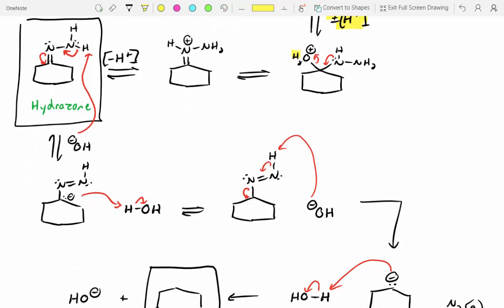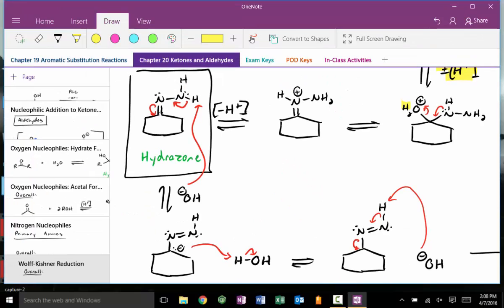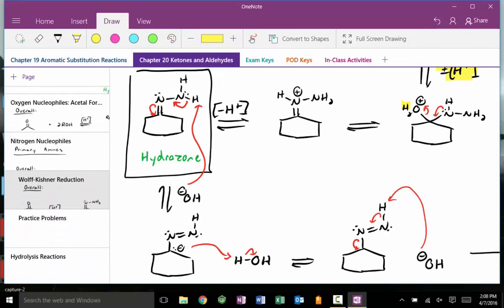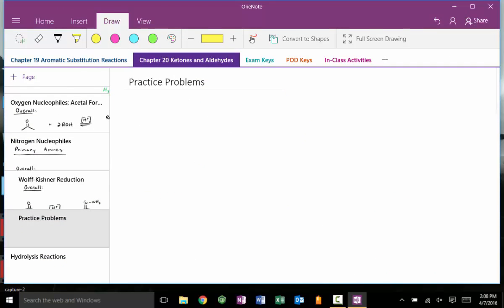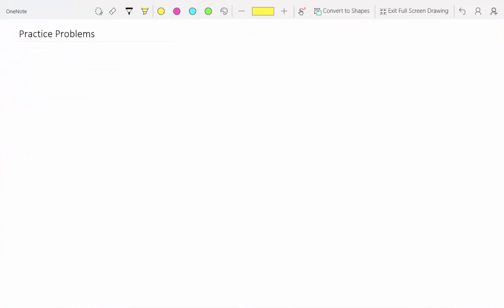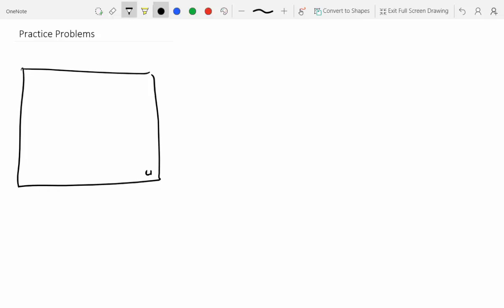All right, let's do a little bit of practice with this because sometimes it can be tough to see what's going on behind the reaction. So I'll give you guys some hypothetical quiz problems. 4 points. Fill in the box.